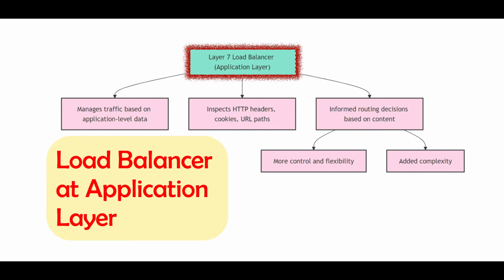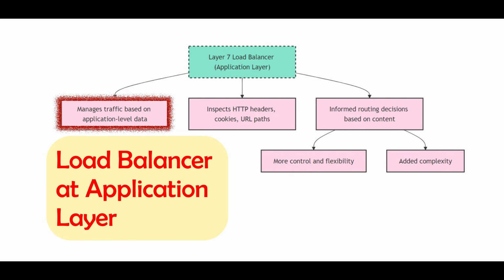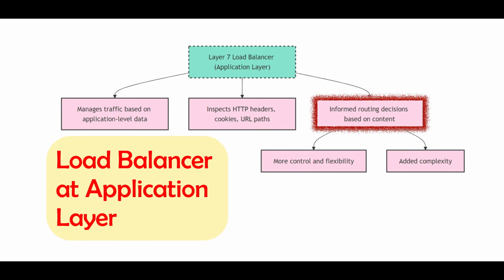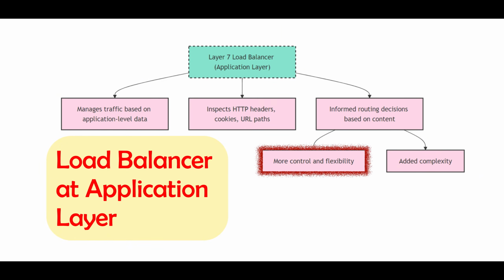Layer 7 load balancers manage traffic based on application level data such as HTTP headers, cookies, and URL paths. They inspect the content of messages to make more informed routing decisions. A layer 7 load balancer provides so much flexibility and control, but it adds to the complexity. So you need to choose based on your system requirements.